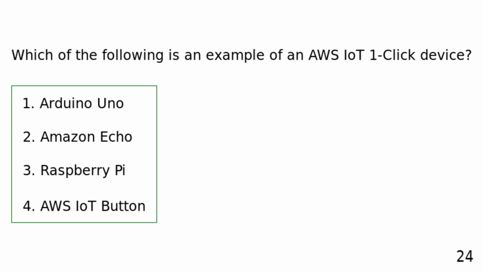Which of the following is an example of an AWS IoT one-click device? Arduino Uno, Amazon Echo, Raspberry Pi, AWS IoT button.